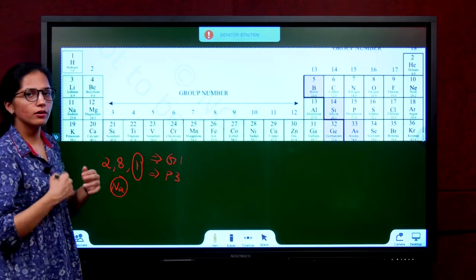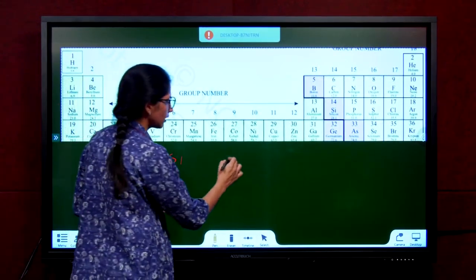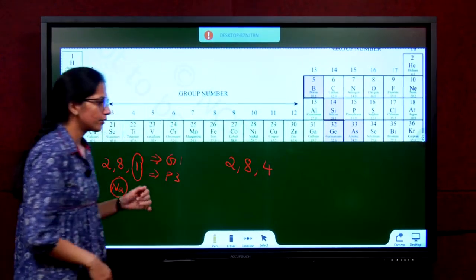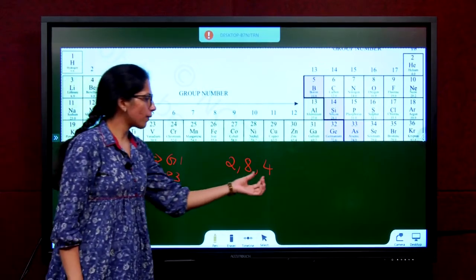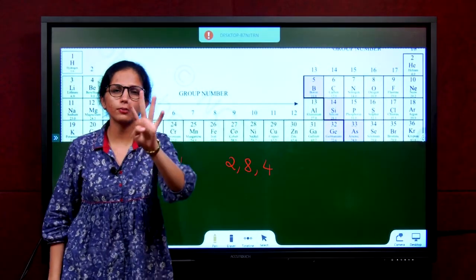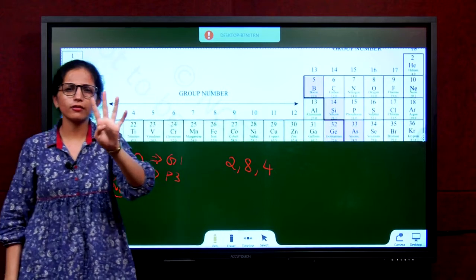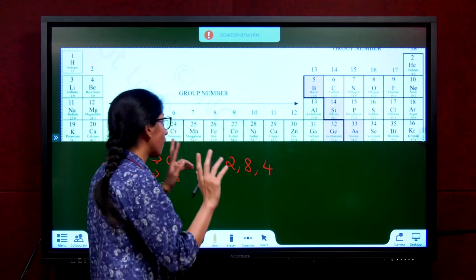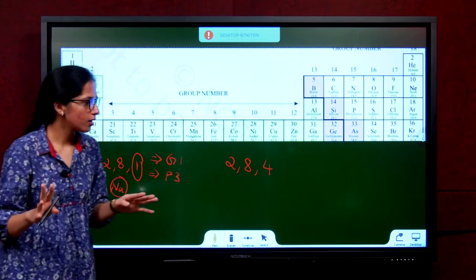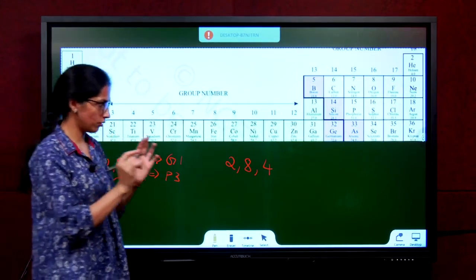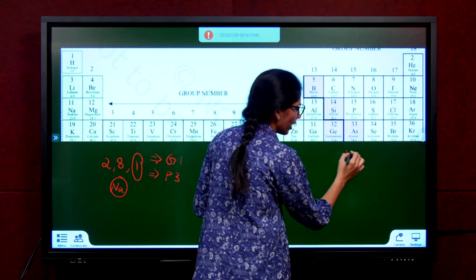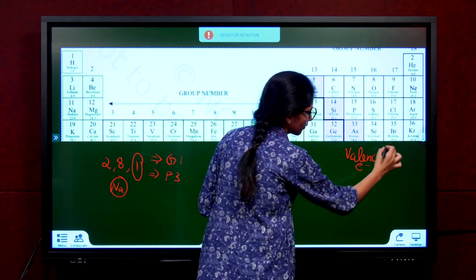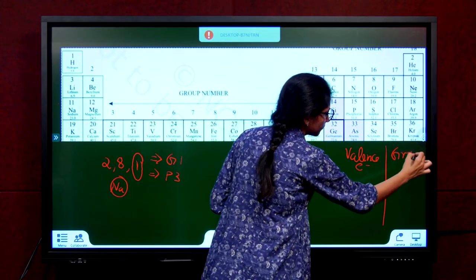Let's take a little more advanced example. 2, 8, 4. Whenever you look at 4, the first thing that will come to your mind is 4 electrons, group number 4. Wrong. We need to note over here, for the 20 elements that we are learning, please note: check the valence electron and decide the group number.